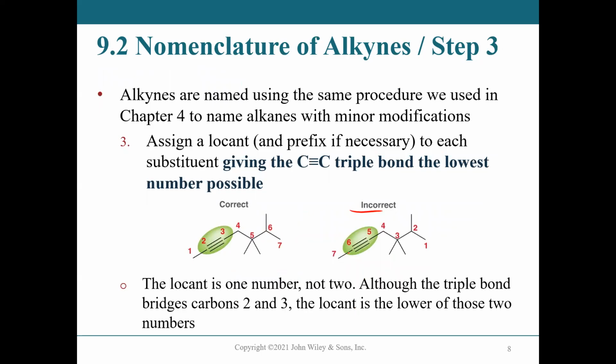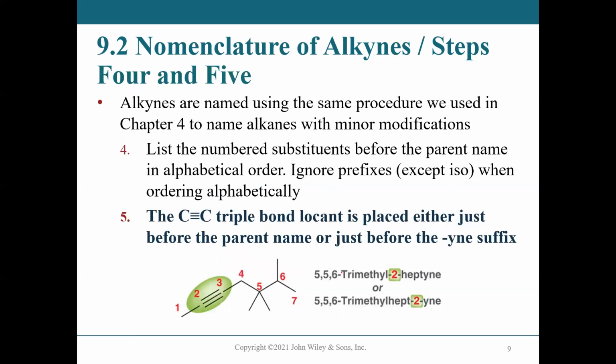We want to start this out at the lowest locant. To get that, we'd have to start on the left-hand side. So 1, 2, 3, 4. So we start this at the 2 position. So the locant is one number, 2, although the triple bond bridges carbons 2 and 3. So the correct name for this would be 5,5,6-trimethyl-2-heptyne, or 5,5,6-trimethylhept-2-yne. Either one is fine.